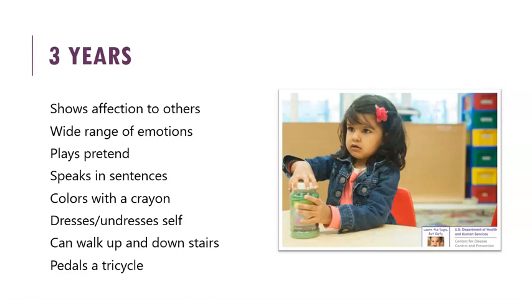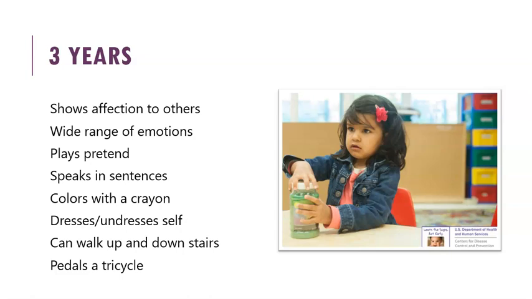Other things, they will play pretend a lot. They have big imaginations. They should be speaking in sentences by this age. They should be able to color with a crayon and be able to copy simple drawings. So if you draw a circle, they should be able to copy that with their own crayon. Or if you draw a straight line, they should be able to draw that straight line as well.